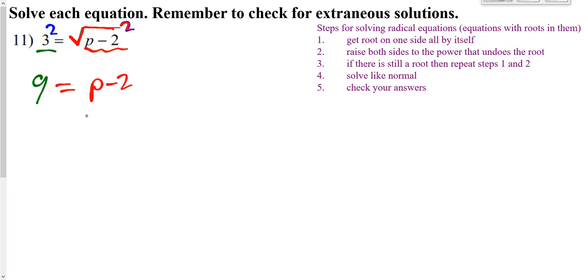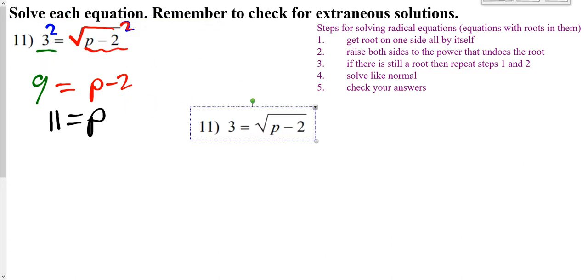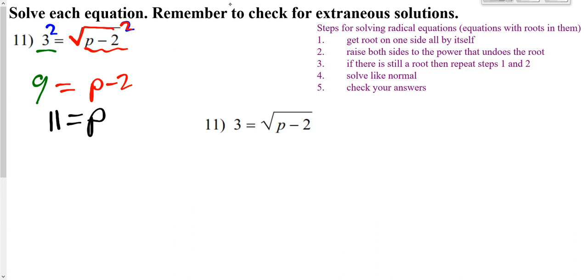And then we can go ahead and get p by itself by adding 2 to both sides, and we get this. And then once again, you want to go ahead and check it in your original to see if it actually works. So I'm going to go ahead and see if 3 gets the same thing as what I do when I plug it in over here.